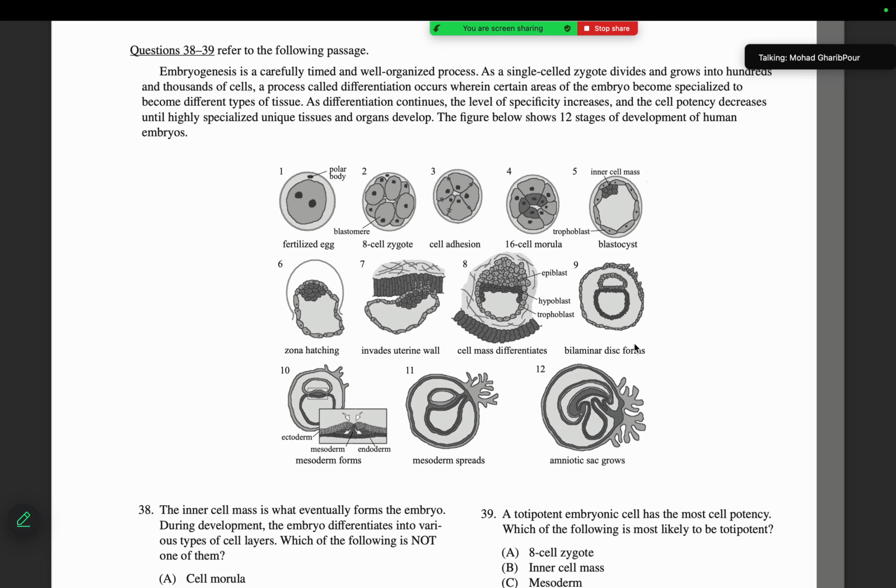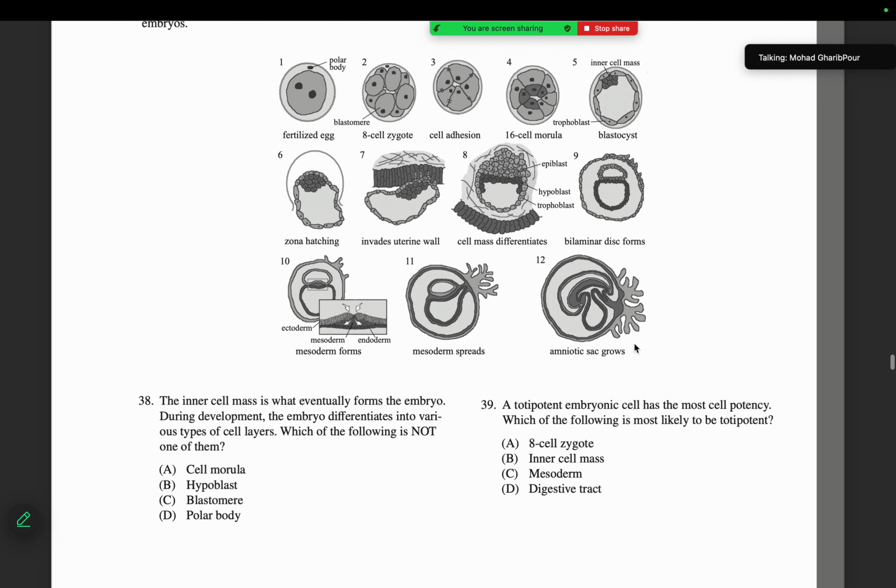Embryogenesis is a carefully timed and well-organized process as a single-celled zygote divides and grows into hundreds and thousands of cells. A process called differentiation occurs, wherein certain areas of the embryo become specialized to become different types of tissue. As differentiation continues, the level of specificity increases, and the cell potency decreases until highly specialized, unique tissues and organs develop. The figure below shows 12 stages of development of human embryos.